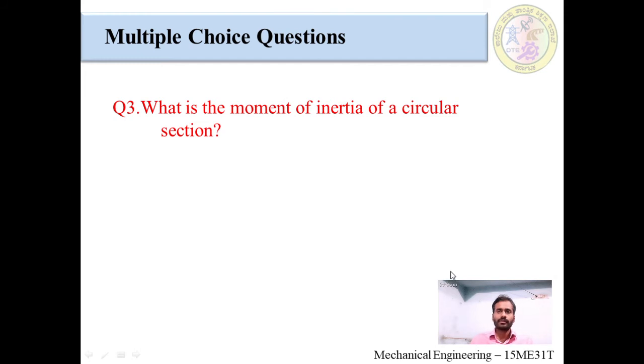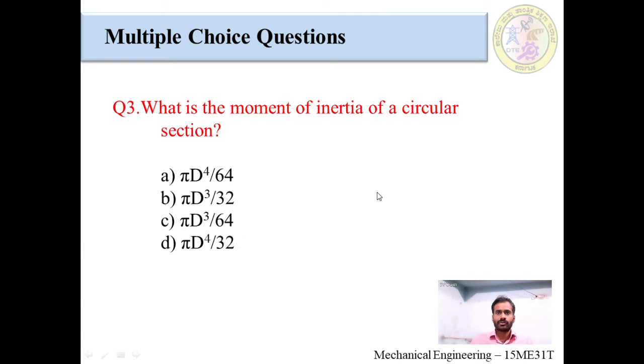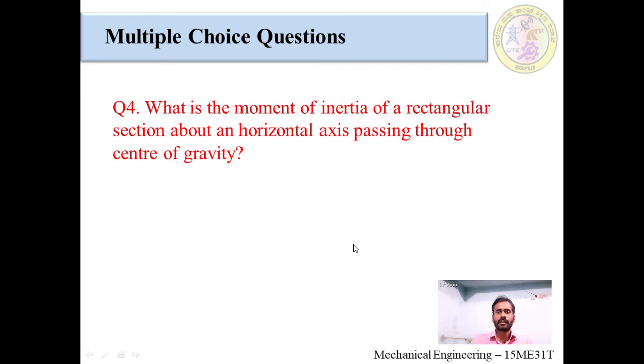Moving to the third question: what is the moment of inertia of a circular section? The options are here. Option A is pi d to the power 4 by 64, option B is pi d cube by 32, option C is pi d cube by 64, and option D is pi d to the power 4 by 32. You have to choose the correct answer.